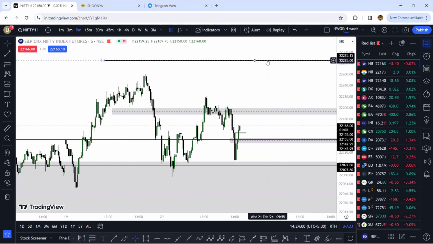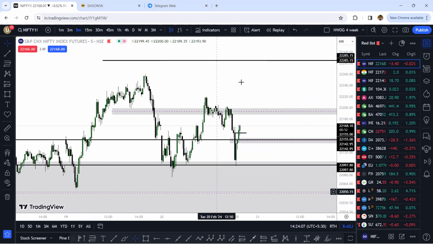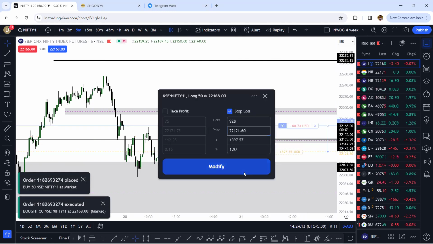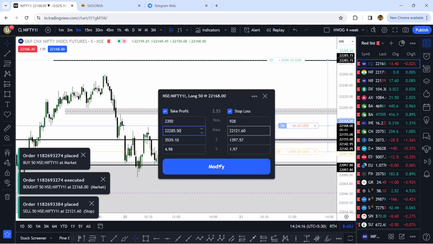All right, so we have a monthly objective right here. This is where we dip down into the new week opening gap. So I'm going to execute a trade here. Now your stop loss is going to be 50% of new week opening gap, and my objective is right here.